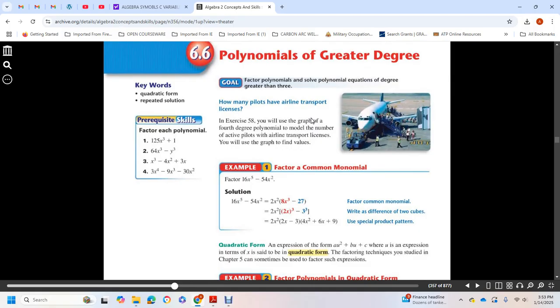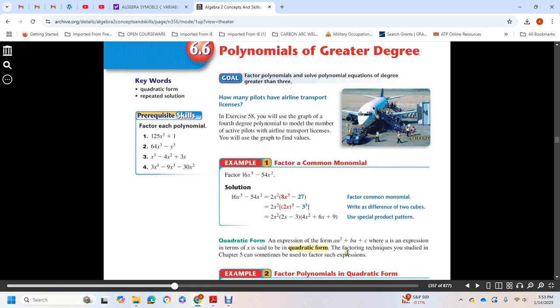6.6, polynomials of greater degree. Goal: factor polynomials and solve polynomial equations of degree greater than 3. Exercise: you will use the graph of a fourth-degree polynomial to model the number of active pilots and airline transport licenses. An expression of the form au squared plus bu plus c, where u is an expression in terms of x, is said to be in quadratic form. Factoring techniques studied in Chapter 5 can sometimes be used to factor such expressions.